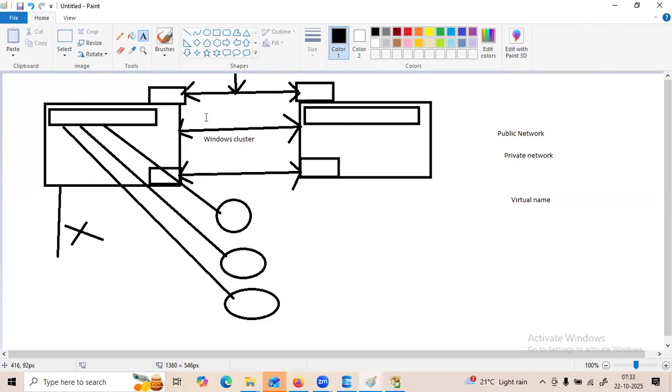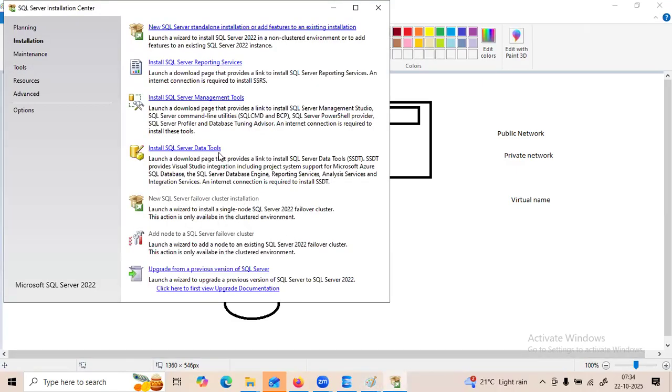Once the Windows team hands over to the DBA team, the DBA team will log into any one of the computers, any one of the virtual nodes. Then we can start the installation from this blade, not from here. Generally, whenever we open the SQL Server installation, we go for the standalone.